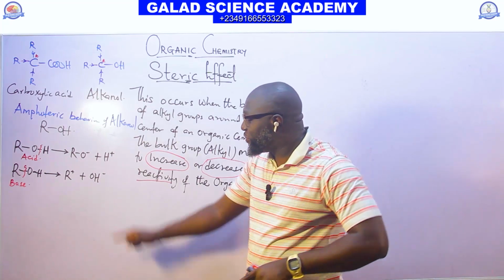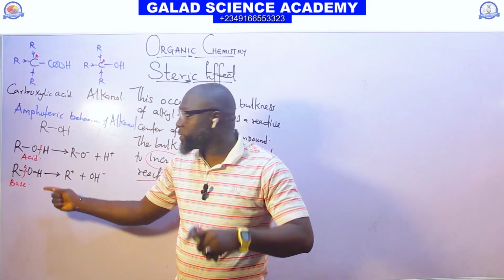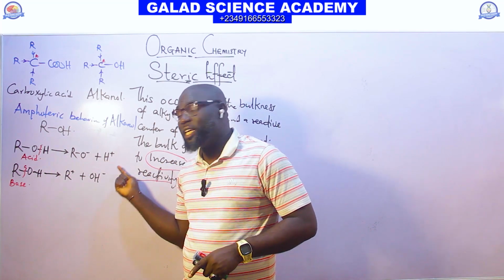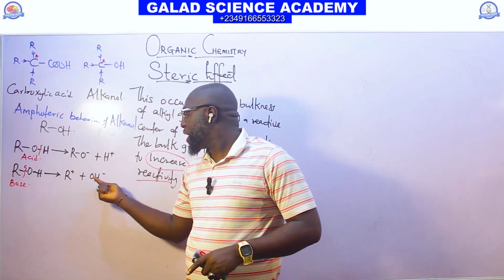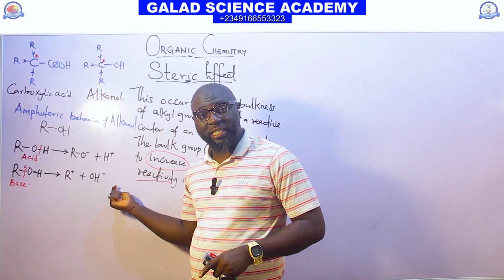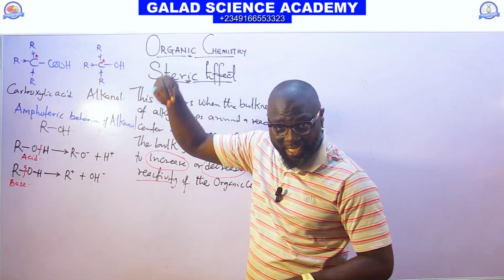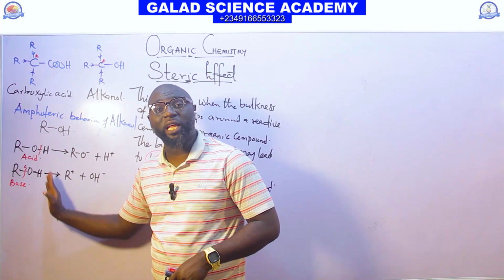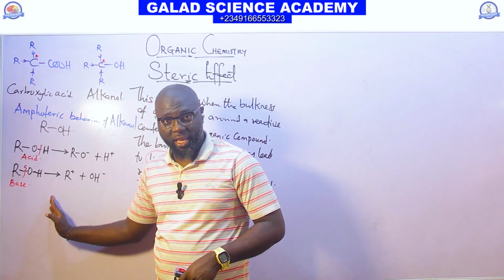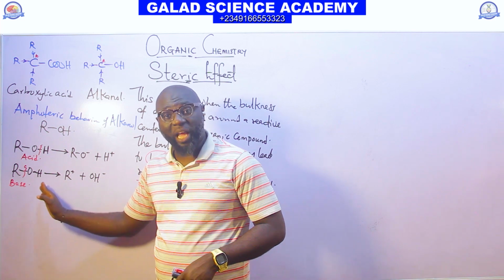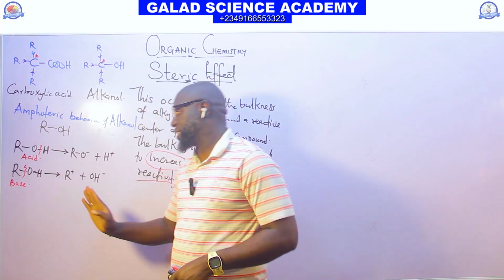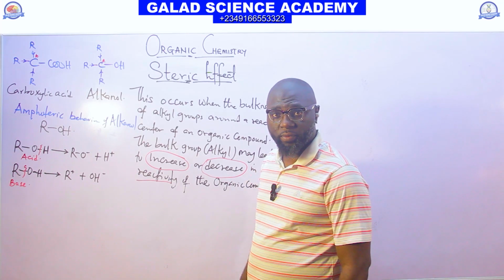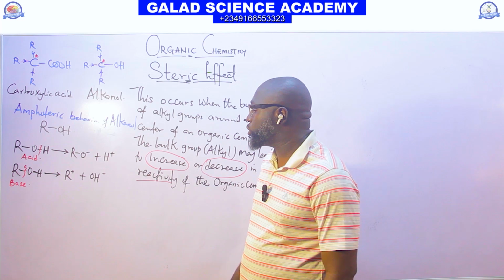But I said the factor that determines whether the alkanol will produce hydrogen ion, which is acidic, or the alkanol will produce OH minus, which is the base property, is the bulkiness of the alkyl group. The bulkiness of the alkyl group will determine the bond that will break. Are we together? Good.